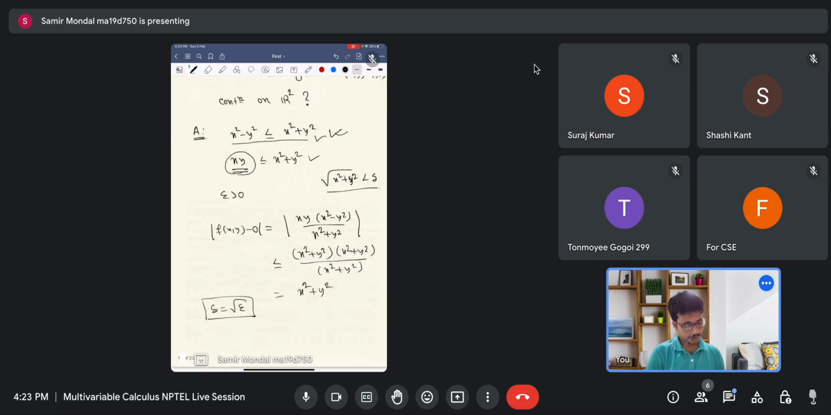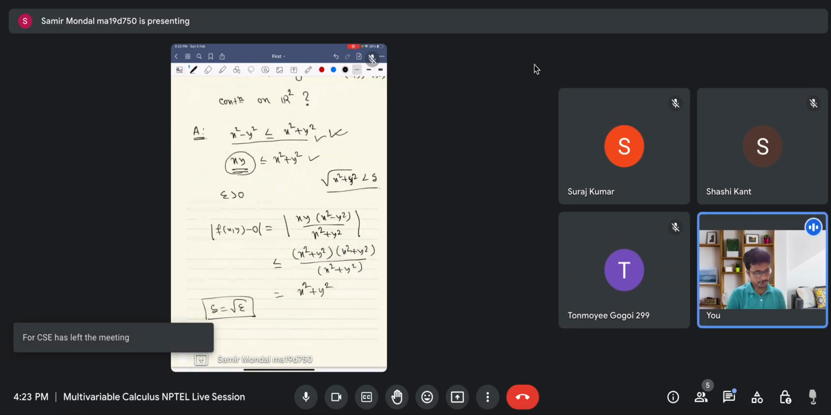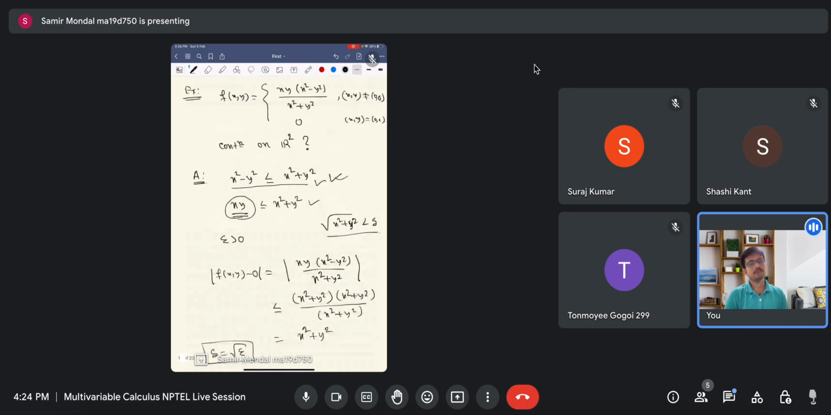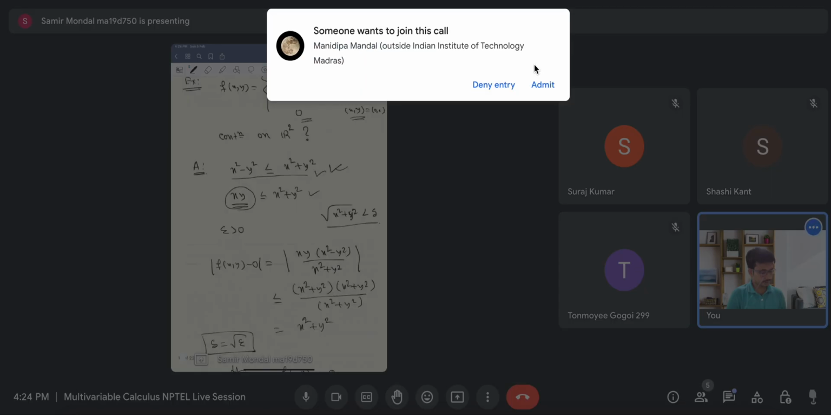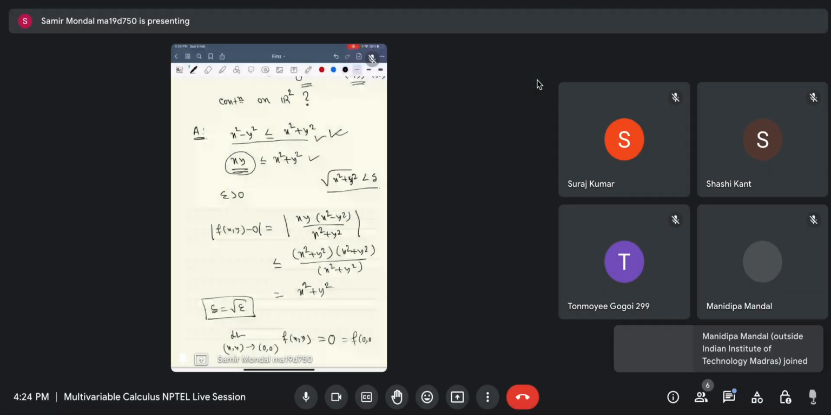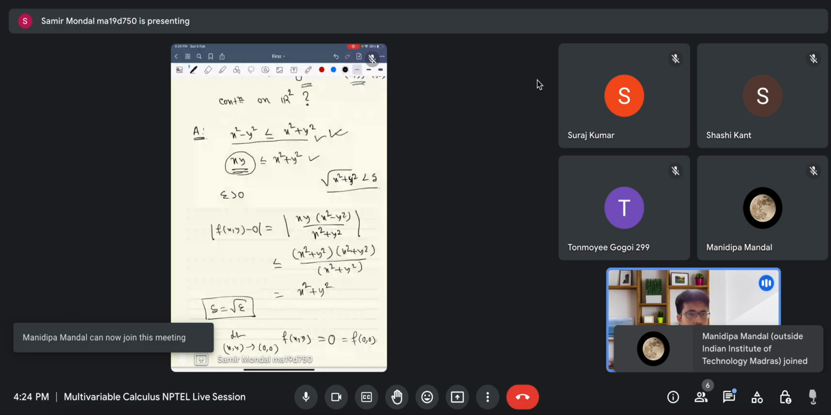So the limit of this function is 0. The limit as (x, y) tends to (0, 0) of f(x, y) is equal to 0, and at the point (0, 0) the function is also defined as 0, and this is equal to f(0, 0). So the function is continuous at the point (0, 0). Is it fine or not?